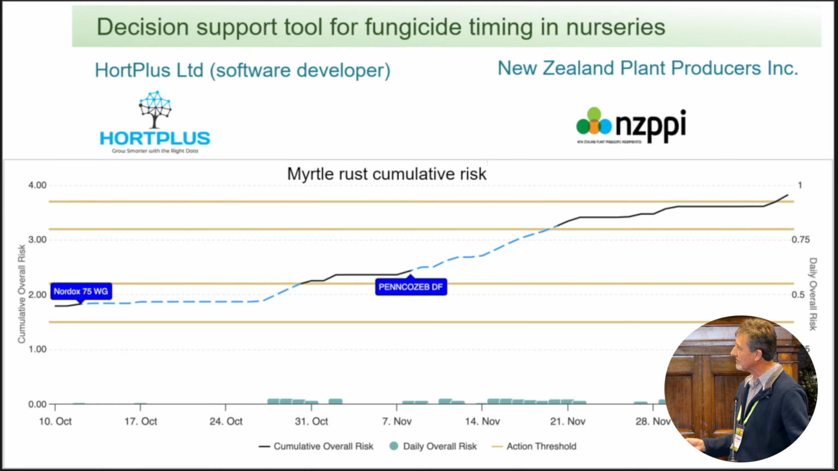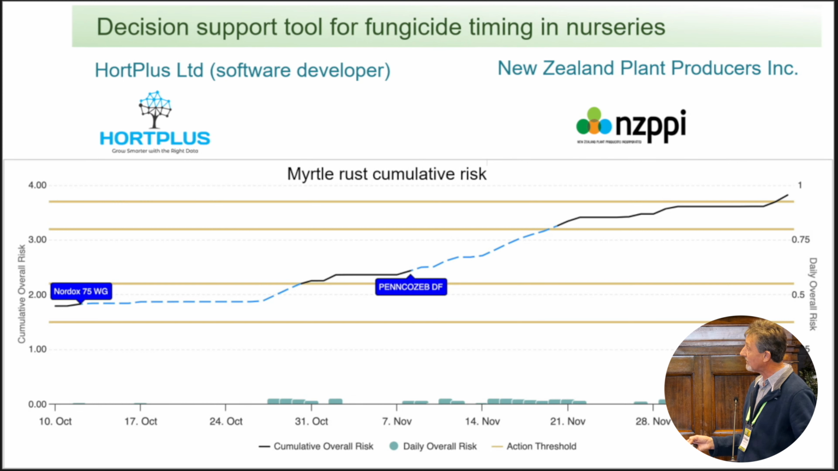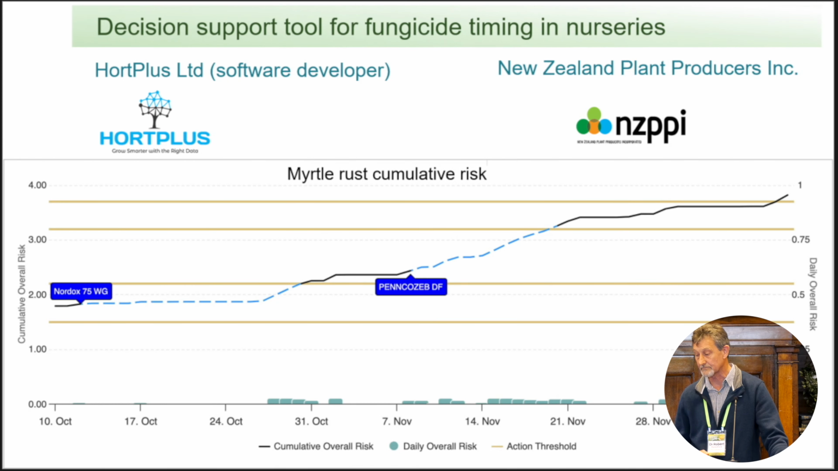A fungicide spray can be applied, and then the dotted part of the line shows a period of fungicide protection. And when that wears off, another one of these yellow horizontal lines appears, which suggests that another fungicide should go on then. And so that way, the nursery managers can pretty much figure out when they should be spraying to optimise their protection.